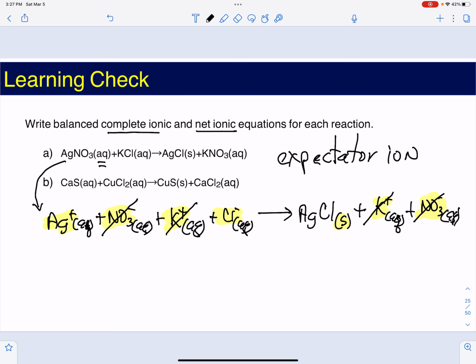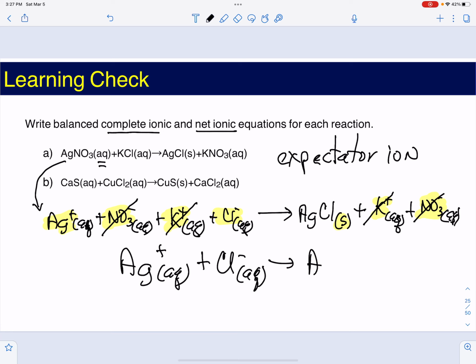So what remains? Silver plus aqueous combined with chloride aqueous, producing silver chloride. And that would be my net ionic equation.